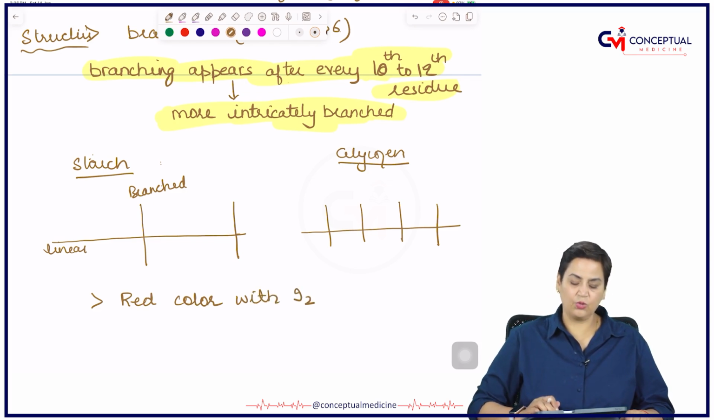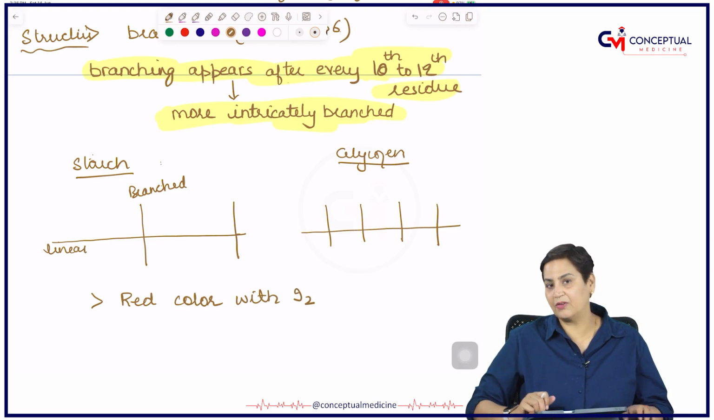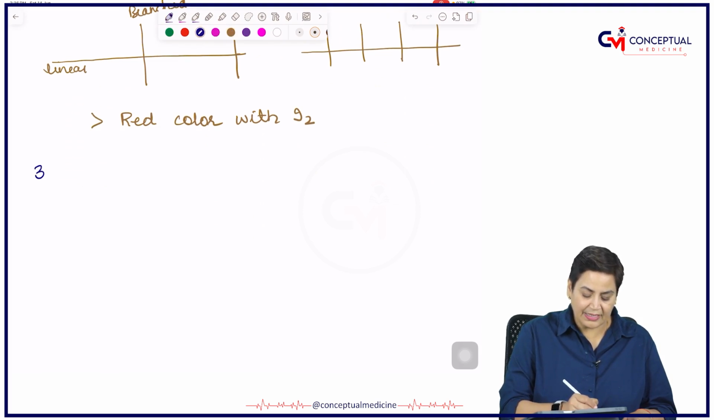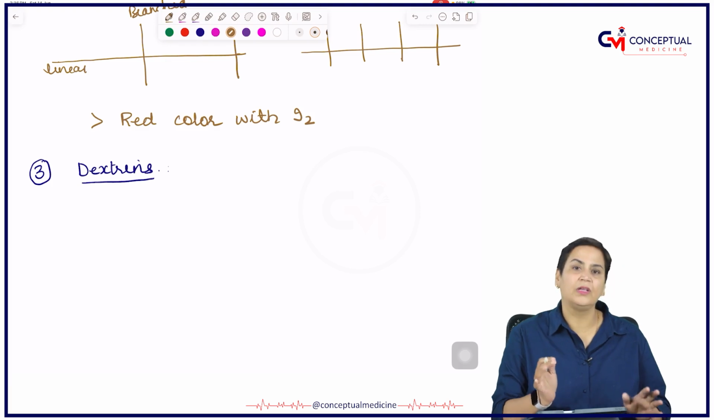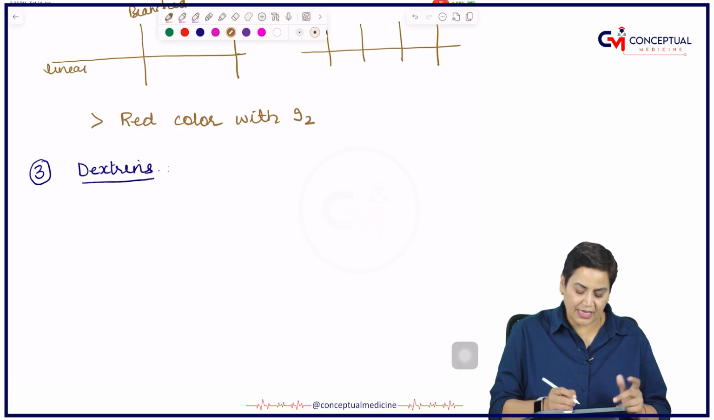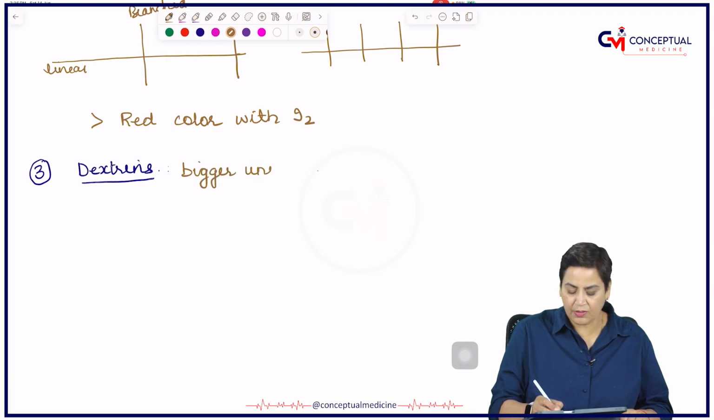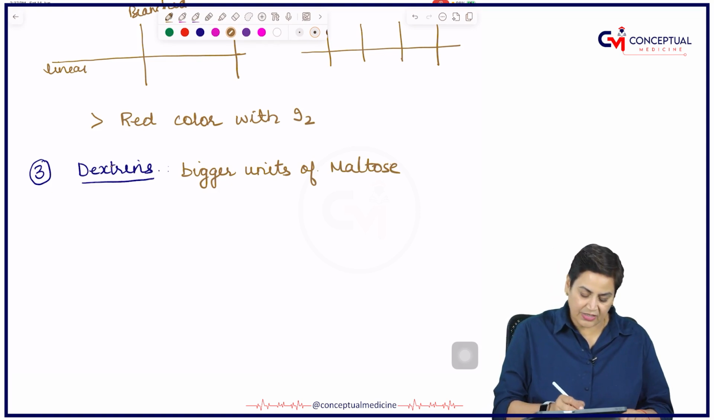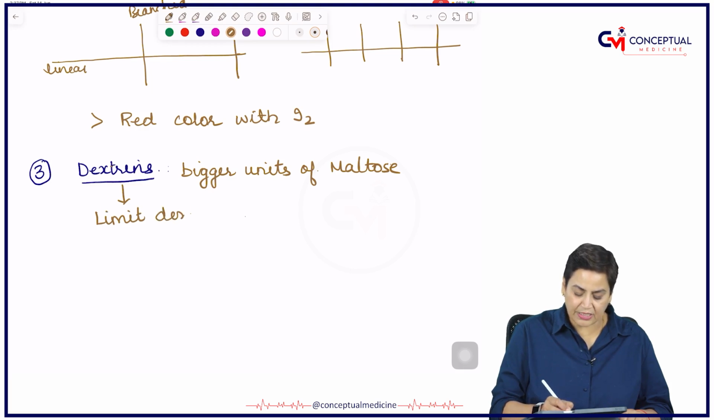Right. So these are the two very important glucosans. As you can see, they are formed only of glucose. Then we come to the third one, dextrins. Under dextrins we have to remember just one thing: they are formed of glucose only, and simply you can say they are bigger units of maltose. Always remember, maltose is a disaccharide. Dextrins are there, and then one more molecule, limit dextrins. Both are produced during the digestion of carbohydrates.